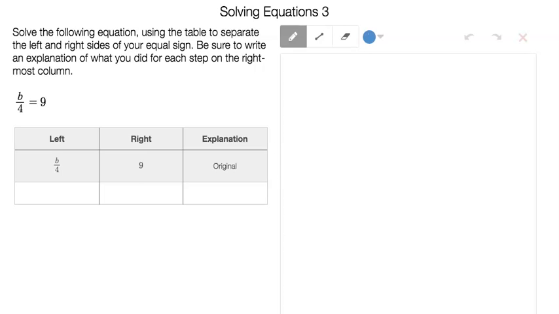Hello everybody. So this is a tutorial or some help for you for solving equation number 3, or the slide solving equations 3. So we have a fraction here. And sometimes this looks to be more complicated than what it really is. And again, I know some of you are probably saying, well, I can do this mentally. Why do I have to show all the help?